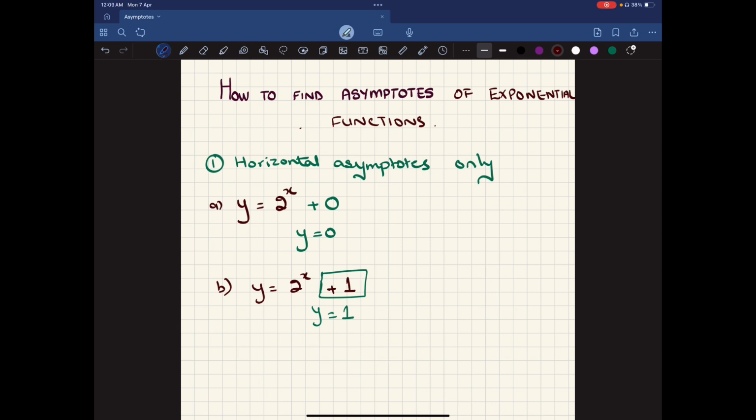Okay, let's have a look at another example. 3^(x+2) minus 4. So what is your asymptote going to be? Whatever is in the power, whatever is the exponential function, we don't care. Our asymptote is always going to be the number which is being added or subtracted to our exponential function. So the equation of the asymptote is going to be y is equals to negative 4. Okay?